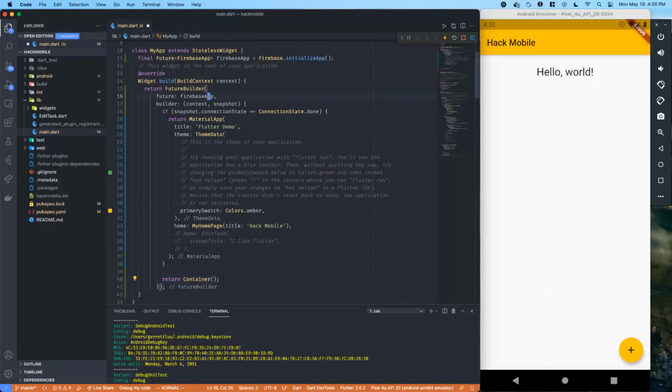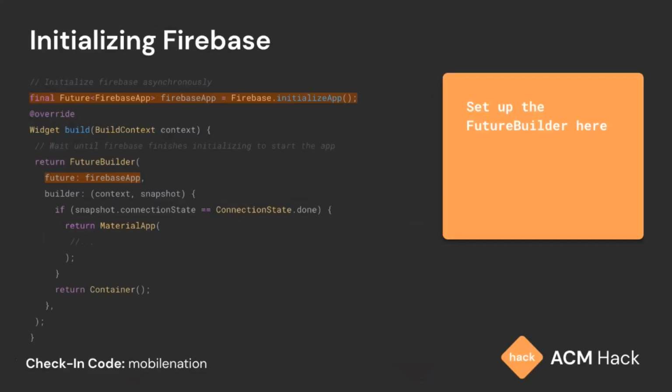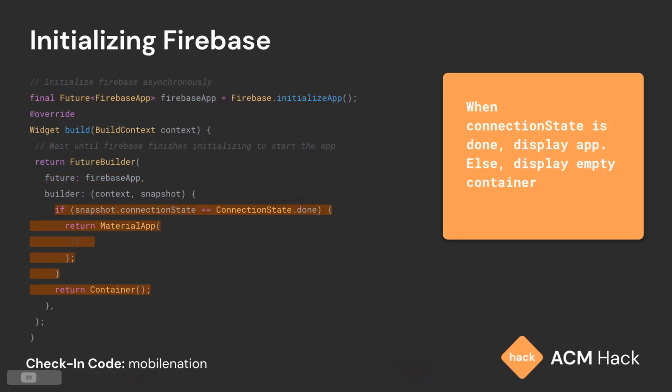And so what this does is that it'll initialize the Firebase app, wait for it to finish, and then once it is finished, we can finally load the app. So like this. We set the future builder like this, and then load it in, display the app when the connection state is done, or else we just display an empty container.